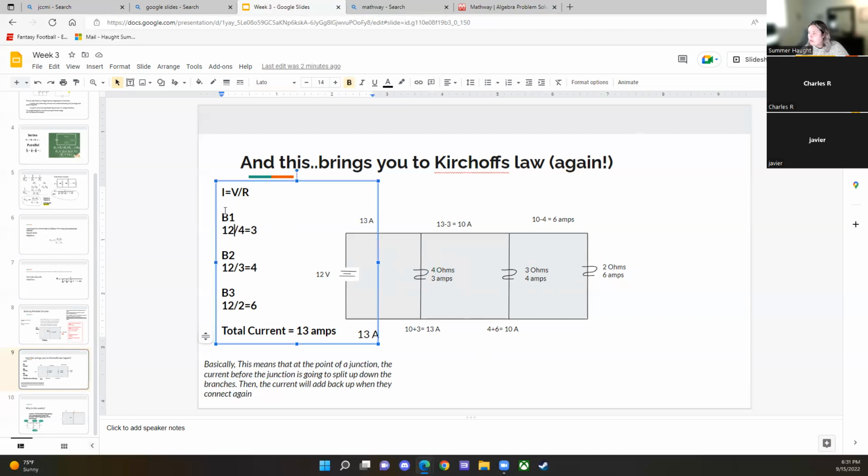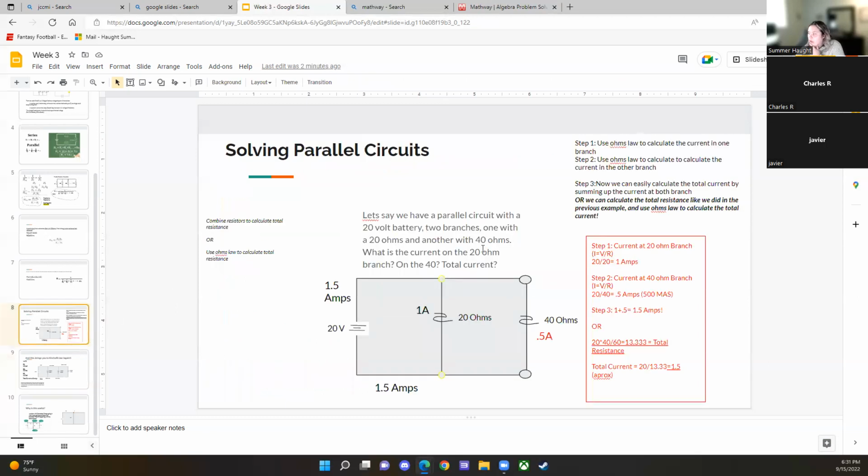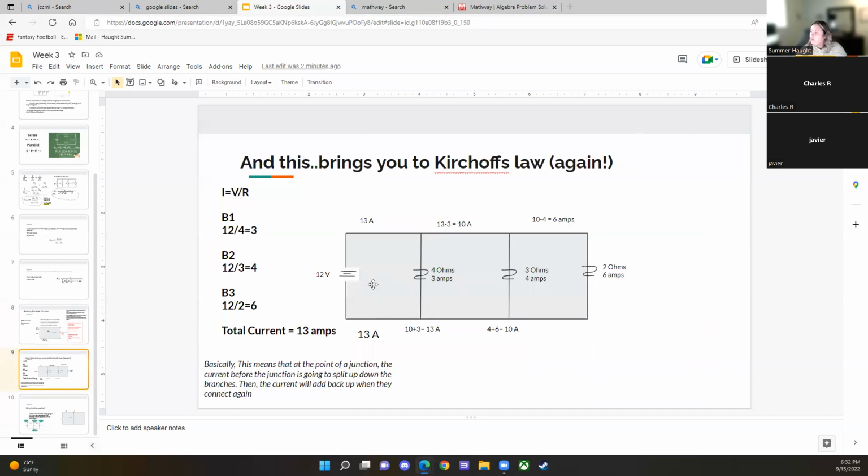12, the total voltage, divided by 4, which is the resistance at that branch, gives us 3 amps. 12 divided by 3 equals 4, which is 4 amps. 12 divided by 2 equals 6, which is 6 amps. So it's the same thing that we just did before, where we are calculating our current at a given point, just like how we calculated the current at the 20 ohm and the 40 ohm. We're calculating this one now at the 4 ohm, 3 ohm, and the 2 ohm.